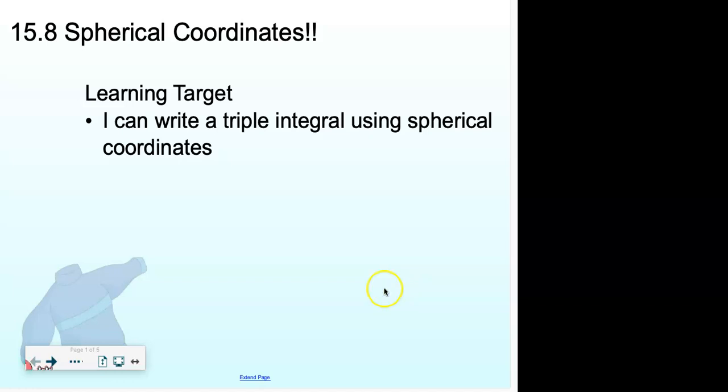All right, so today we're doing section 15.8, which is spherical coordinates. Learning target: I can write a triple integral using spherical coordinates.